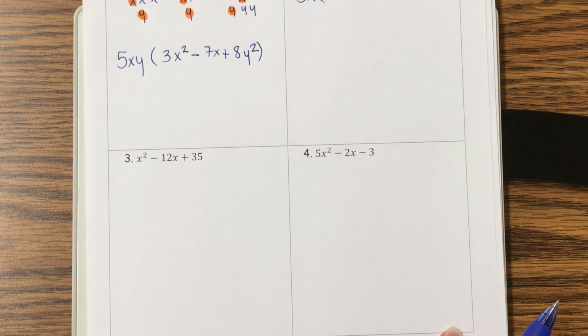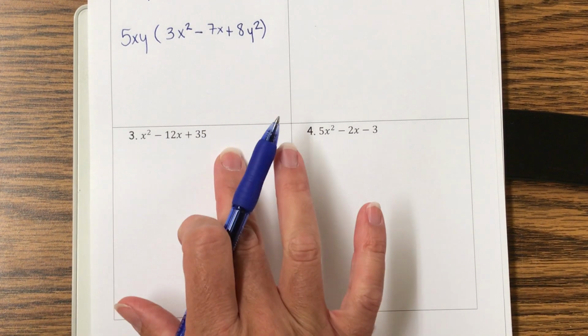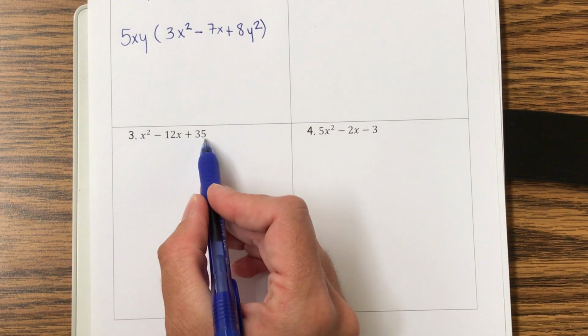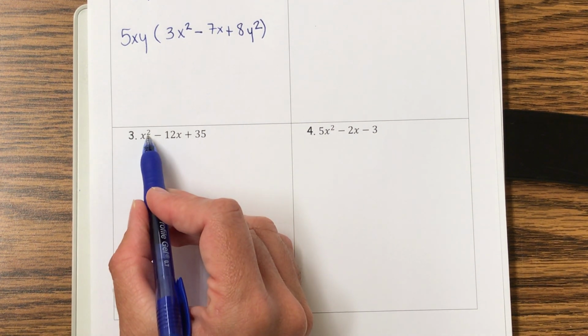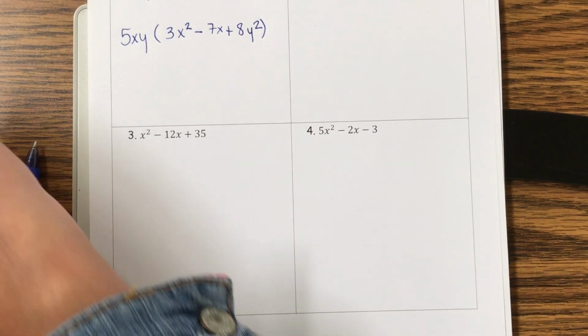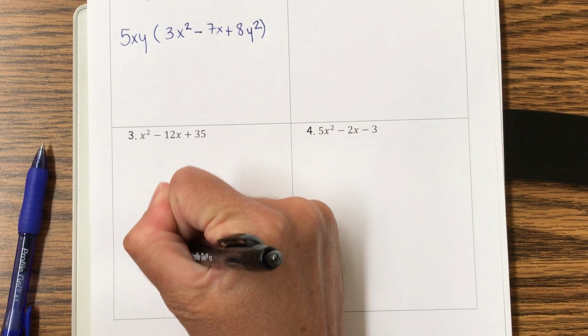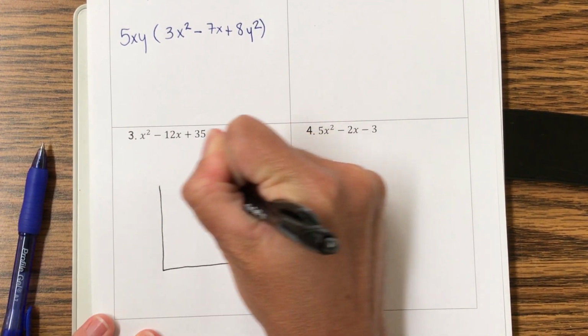Number 3, well, we do not have a GCF, and we have a trinomial, and more importantly, we've got a quadratic trinomial. So for this one, I'm going to set up my 2 by 2 box.